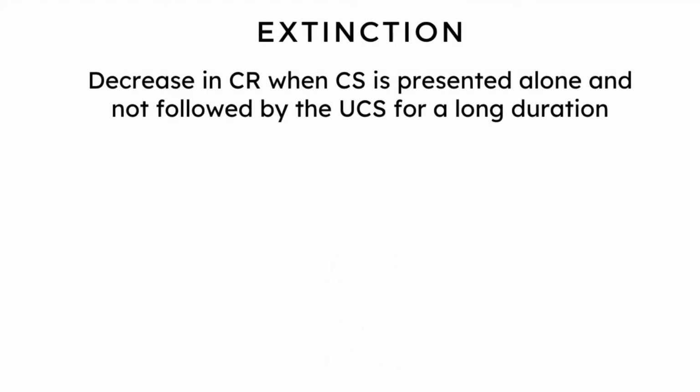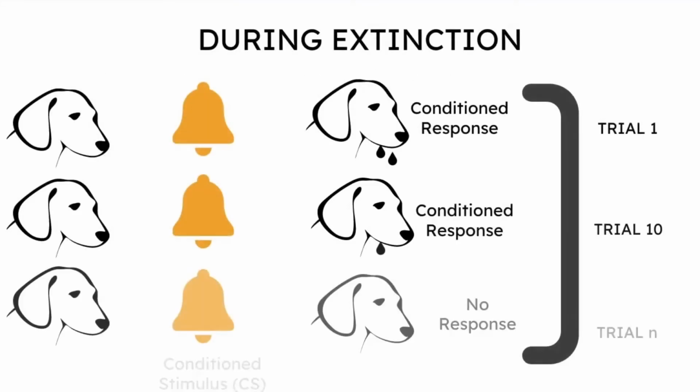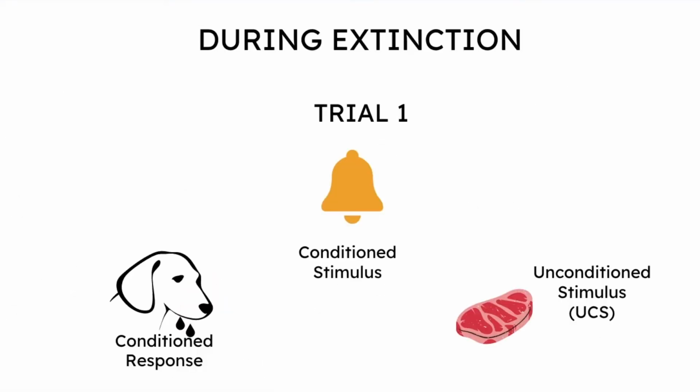Extinction is the second phase or process in classical conditioning, and it is characterized by a state in which there is a decrease in the conditioned response when the originally conditioned stimulus is presented alone for a long duration without the presentation of the unconditioned stimulus, till the point that the animal essentially makes no response to the conditioned stimulus. In such a case, the conditioned stimulus returns back to its original neutral stimulus state. This is also referred to as extinction conditioning.